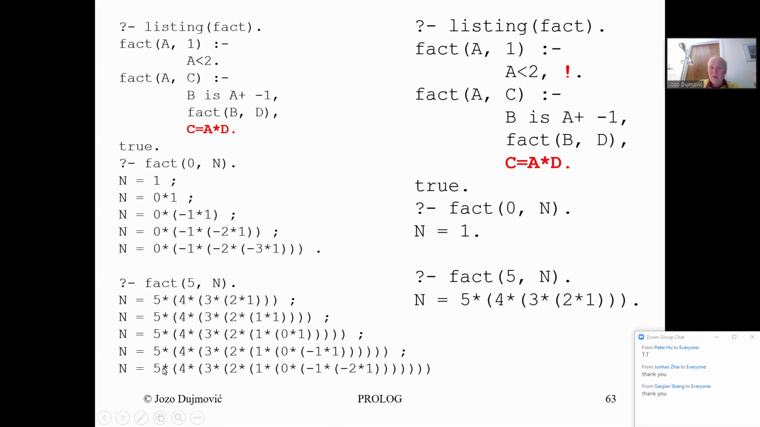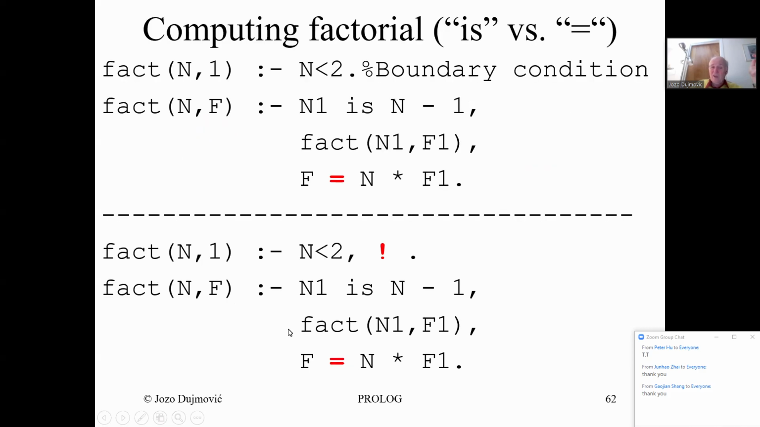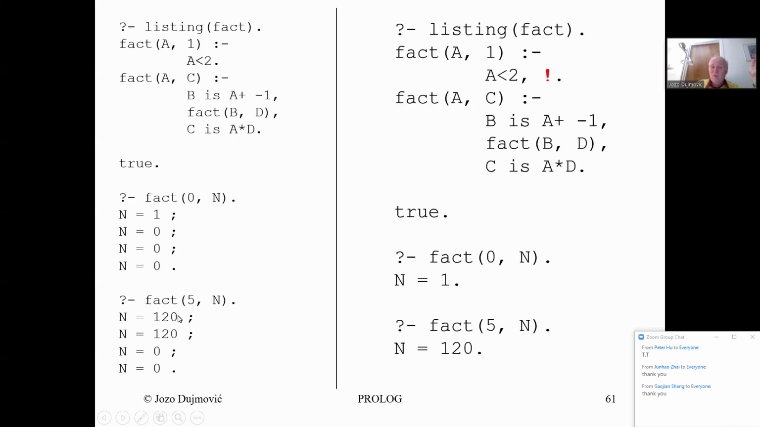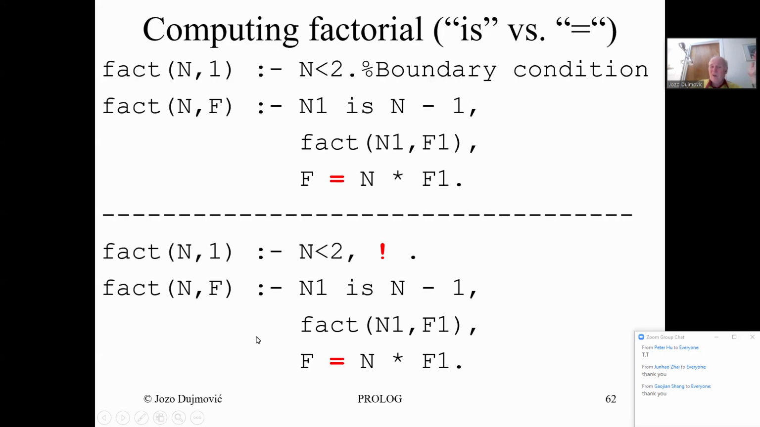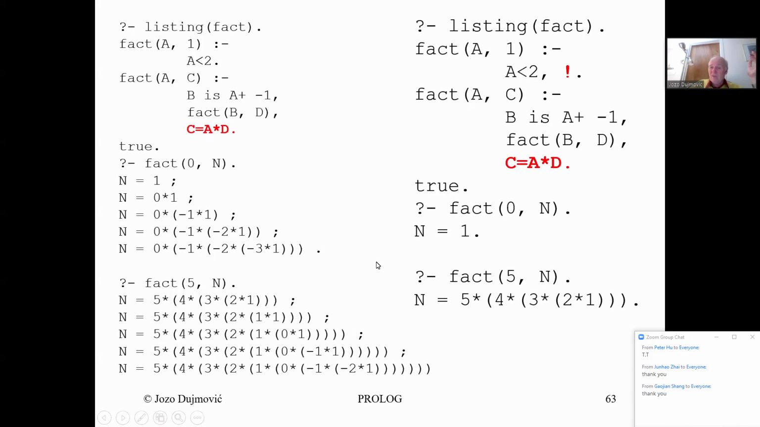It is multiplying 5 times 4 times 3 times 2 times 1 times 0 times -1 times -2, etc. It always terminates with the boundary condition 1. But unfortunately, when this happens, you have 0 in between. And this is the reason why you have 120, 120, 0, 0, 0, 0 to infinity. If you have a cut mechanism, then the situation will be different and better.